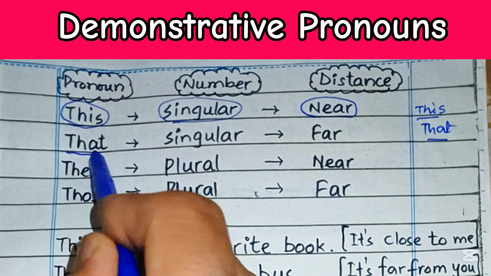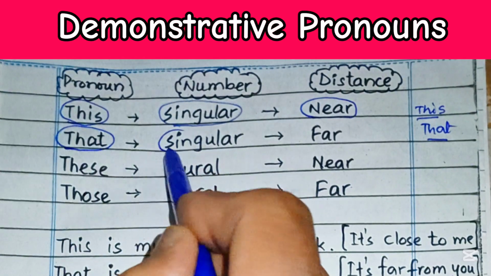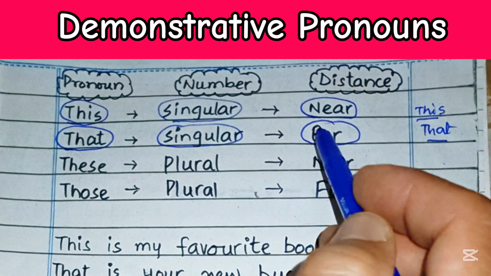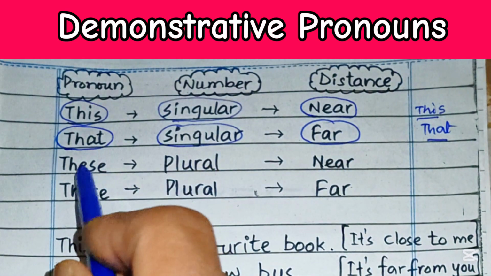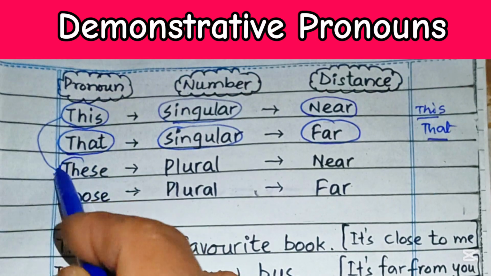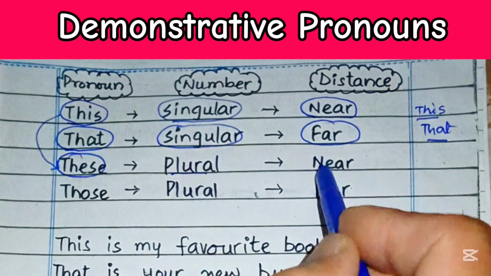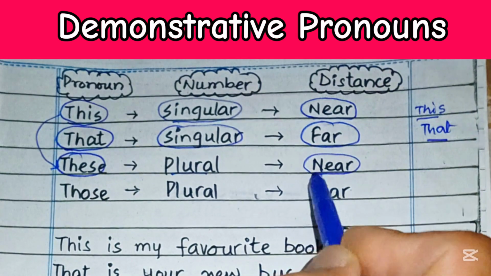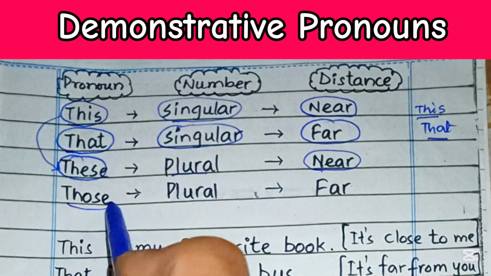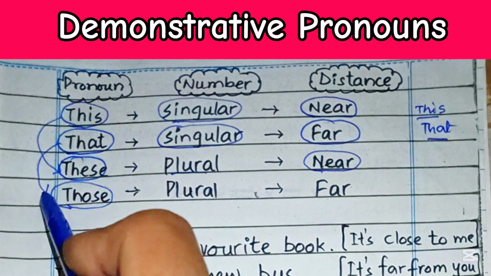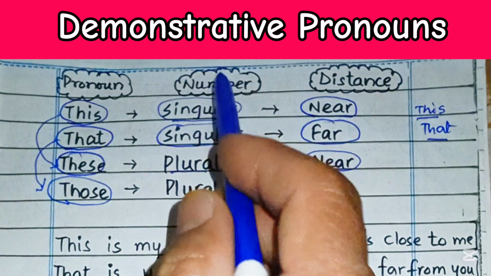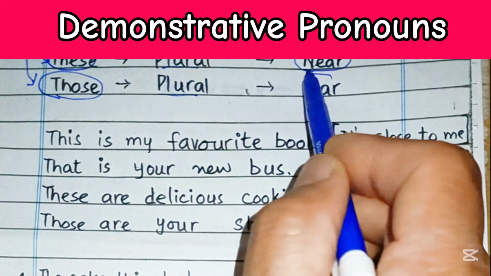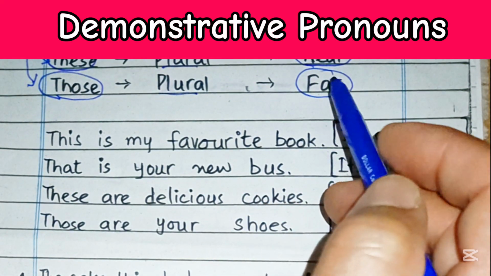So "this" is pointing to something that is near and singular. Then the second one, the demonstrative pronoun "that," is also singular, but it refers to something that is lying far at a distant point. Then the plural of "this" is "these." It is used for the plural number, for near objects, things or persons, and "those" is the plural form of "that," and the number over here is plural again, and "those" is referring to far off or distant objects or persons.